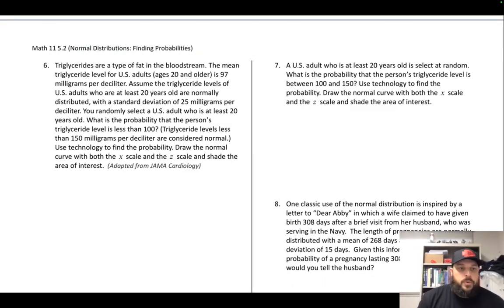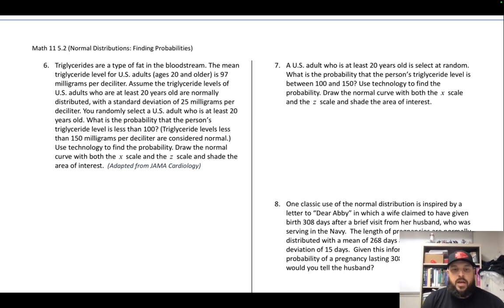All right, so picking up where we left off after you were trying these problems here. So, six: triglycerides are a type of fat in the bloodstream. The mean level for U.S. adults ages 20 and older is 97 milligrams per deciliter. Assume that triglyceride levels of U.S. adults who are at least 20 years old are normally distributed with a standard deviation of 25 milligrams per deciliter. You randomly select a U.S. adult who is at least 20 years old. What's the probability the person's level is less than 100?